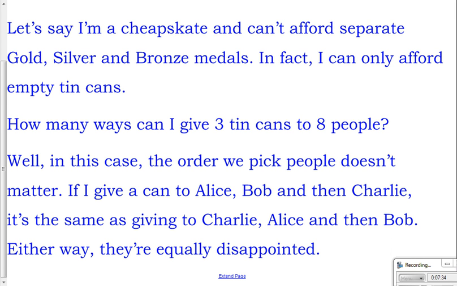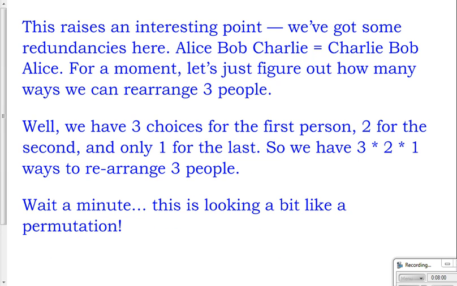I'm just wondering now, how many different ways can I have that group of 3 finish that's going to get the tin cans? Now, because the tin cans are the same, it really doesn't matter the order in which they're awarded, because the prizes are identical. So if I end up giving a can to Alice, Bob, and Charlie, that's really the same result in the end as giving a can to Charlie, then Alice, and Bob. They're going to be equally disappointed no matter what. So the deal is, we need to take care of those redundancies. We want Alice, Bob, Charlie, and Charlie, Bob, Alice only to be counted once, not twice.